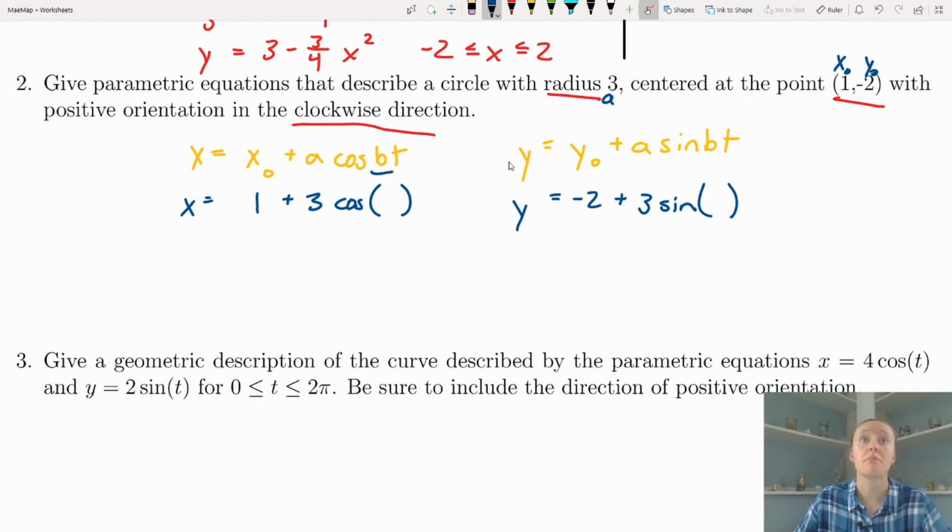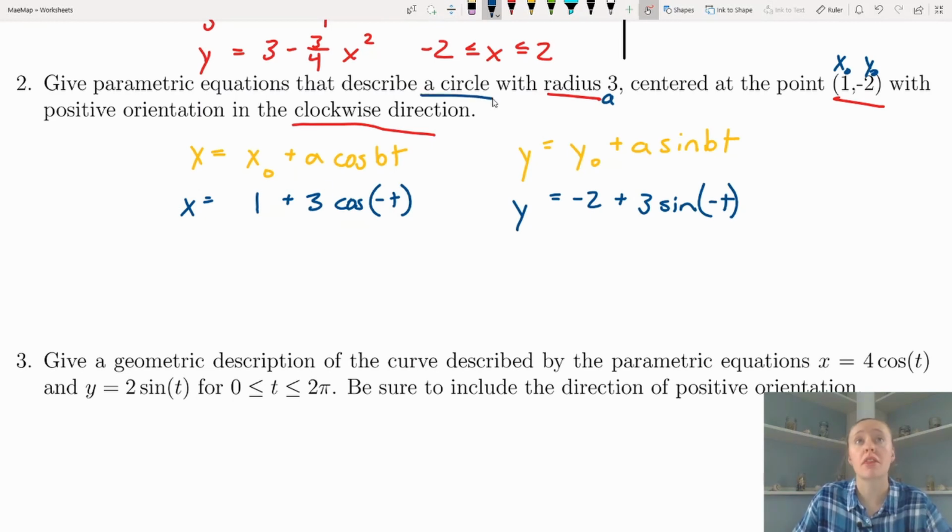So remember, B dictates whether we're going clockwise or counterclockwise. If we have a negative B, we're going clockwise. If we have a positive B, we're going counterclockwise. So I'm going to make B negative 1. So I'll just plug in negative t.